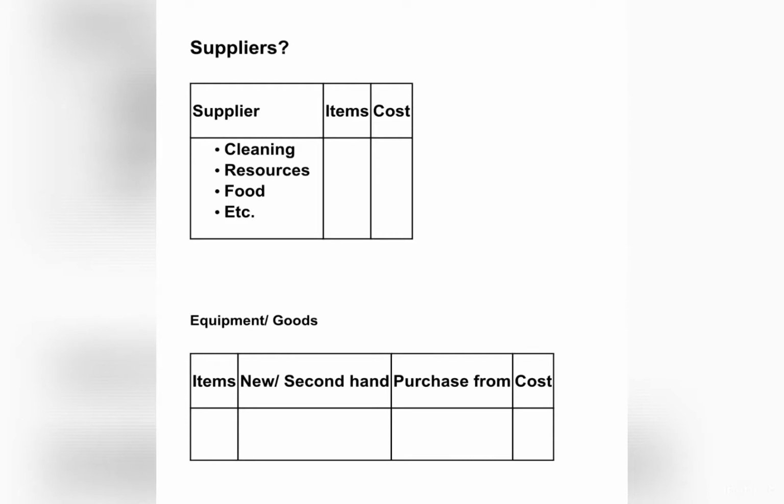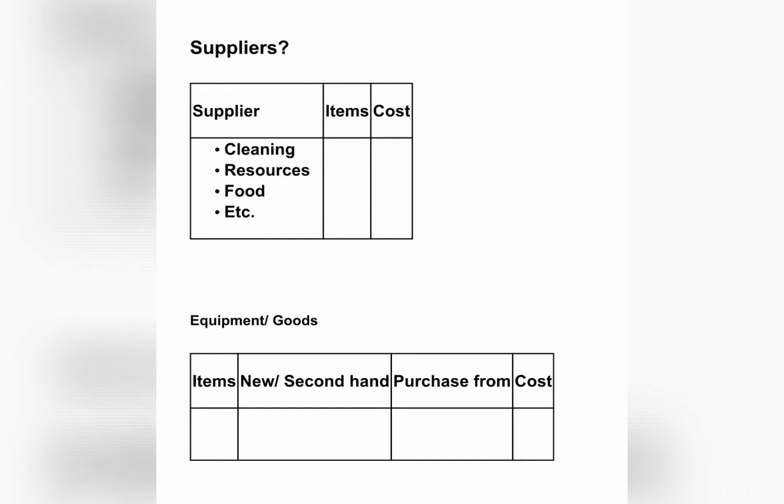With equipment and goods, are you going to get new equipment or second hand or a mixture of both, and cost it down, write the cost down, where you're going to get them from. The next important thing is competitor analysis.